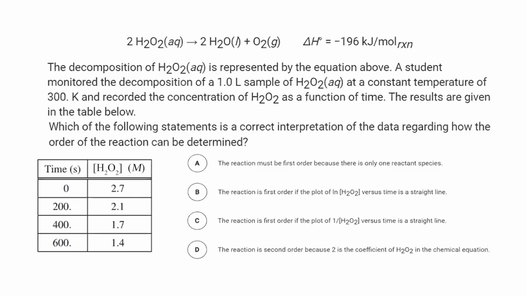So letter A, the reaction must be first order because there's only one reactant species. Letter B, the reaction is first order if the plot of natural log of H2O2 is a straight line. Letter C, the reaction is first order if the plot of 1 over the H2O2 concentration versus time is a straight line. Letter D, the reaction is second order because 2 is a coefficient of H2O2 in the chemical equation.